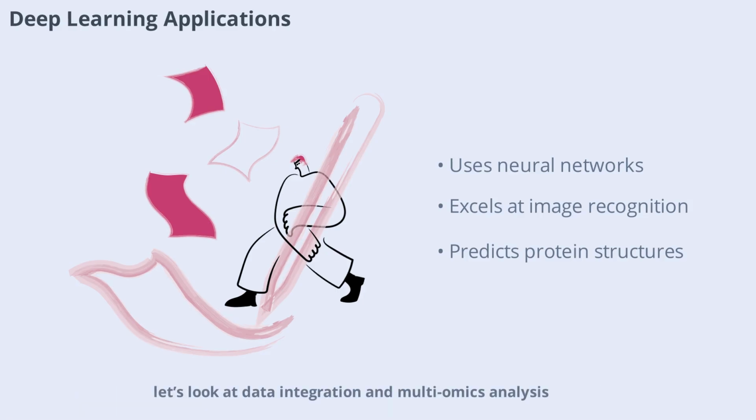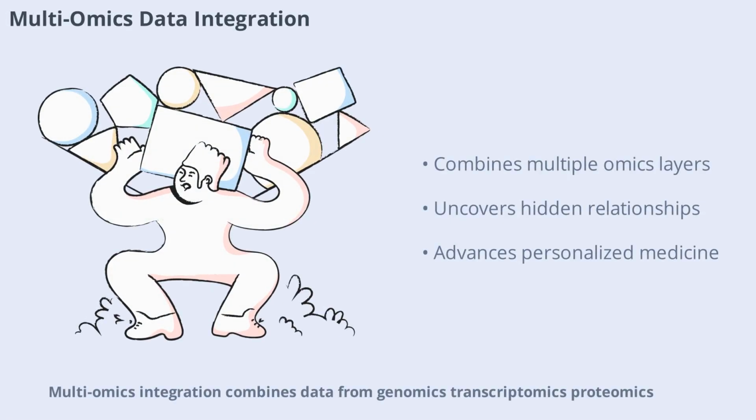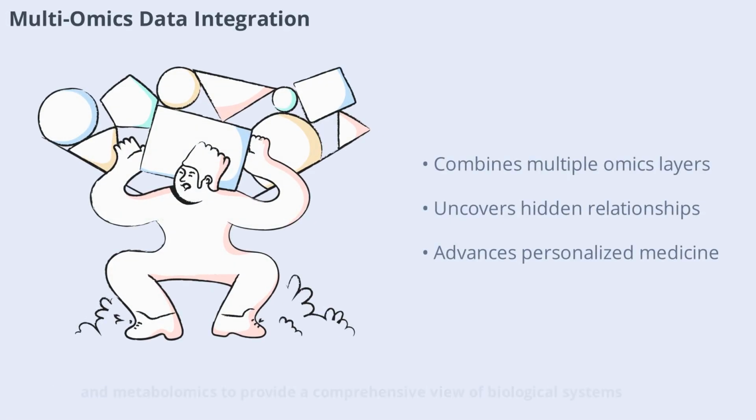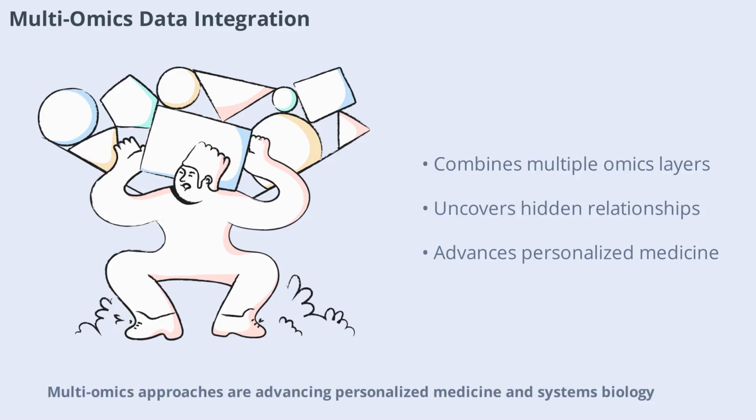Next, let's look at data integration and multiomics analysis. Multiomics integration combines data from genomics, transcriptomics, proteomics, and metabolomics to provide a comprehensive view of biological systems. Integrative analysis uncovers relationships that single-omics studies might miss. Techniques include data fusion, network analysis, and machine learning. Multiomics approaches are advancing personalized medicine and systems biology.